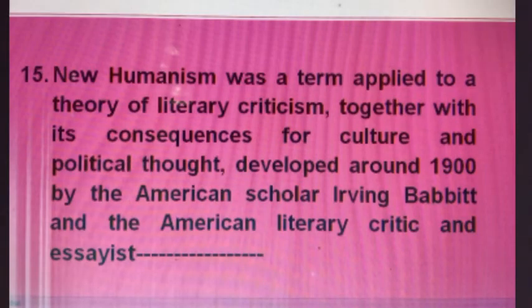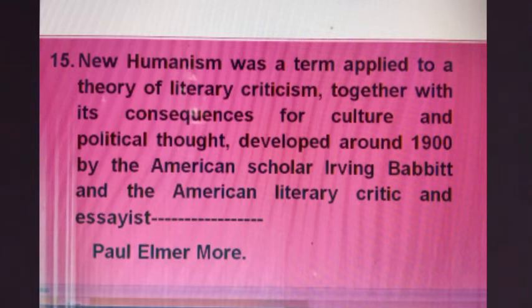Question number 15. New humanism was a term applied to a theory of literary criticism, together with its consequences for culture and political thought, developed around 1900 by the American scholar Irving Babbitt and the American literary critic and essayist dash. Answer: Paul Elmer More. New humanism was a term applied to a theory of literary criticism, together with its consequences for culture and political thought, developed around 1900 by the American scholar Irving Babbitt and the American literary critic and essayist Paul Elmer More.